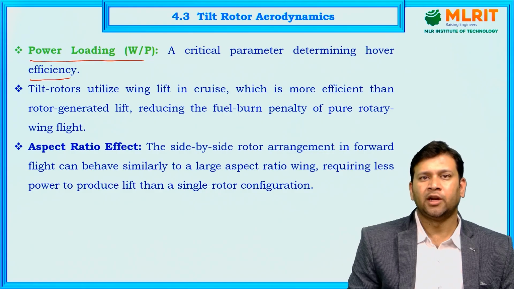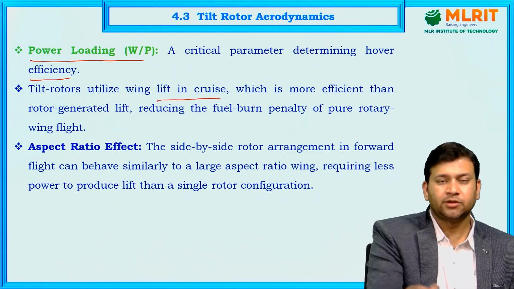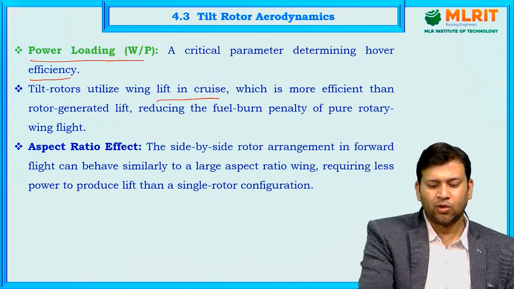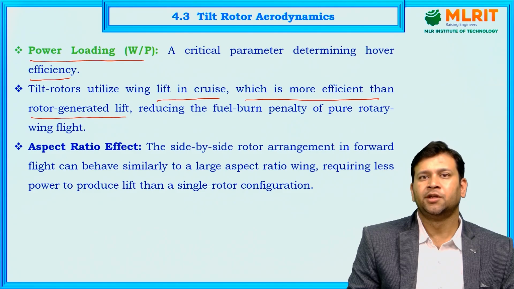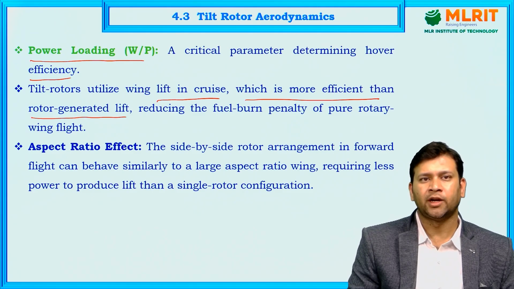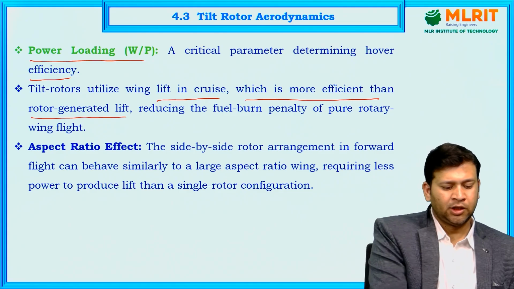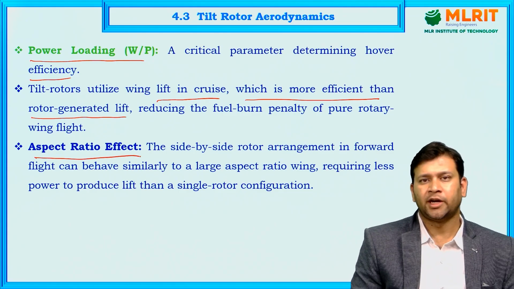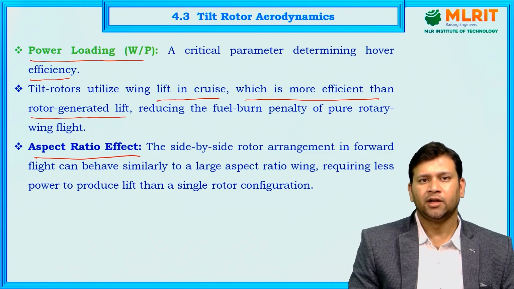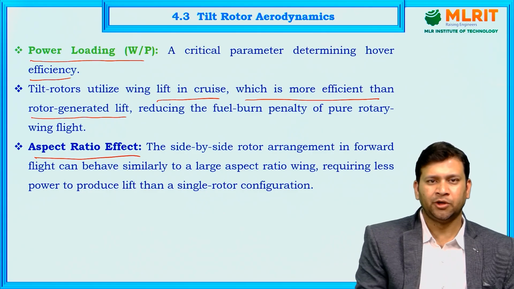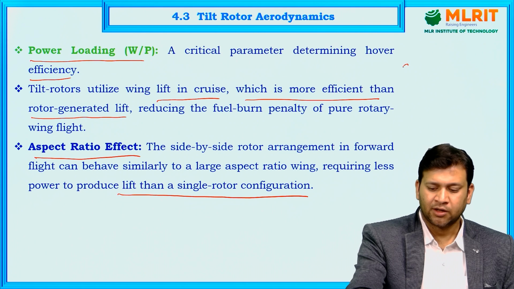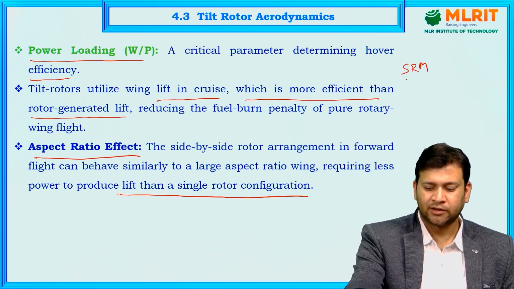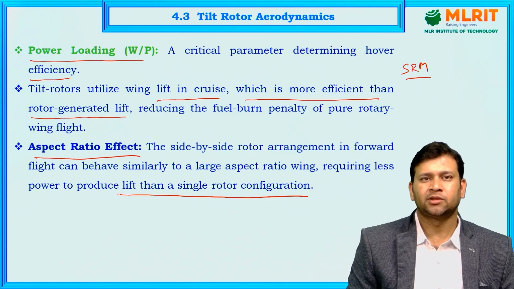Tilt rotor utilizes wing lift in cruise, which is more efficient than rotor generated lift. It reduces the fuel burn penalty of pure rotary wing flight. The effect of aspect ratio: the side-by-side rotor arrangement in forward flight can behave similarly to a large aspect ratio wing, requiring less power to produce lift than a single rotor configuration. In the previous class, we have seen single rotor mounted designs, right? So, similar to that, this works.